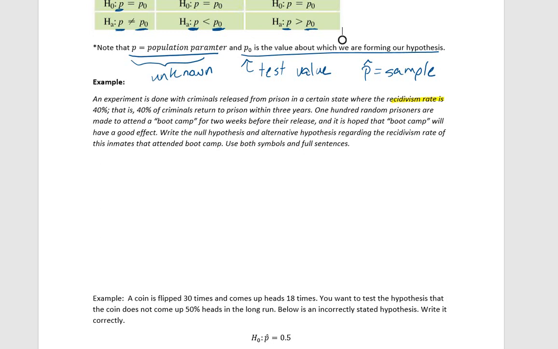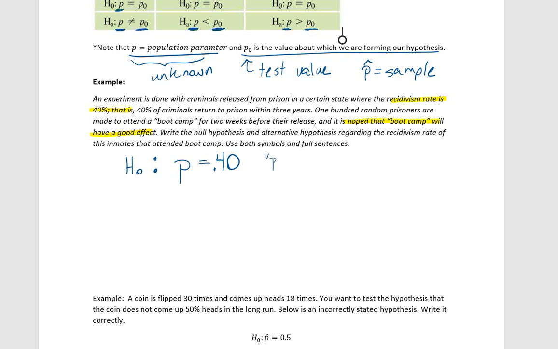Okay, so a couple of key things to point out is that the status quo, or the previously determined recidivism rate, is 40%. Now, what we did for our experiment is we collected 100 random prisoners and had them attend a boot camp for 2 weeks before their release, and the hope is that boot camp will have a good effect. So, our null hypothesis is that boot camp isn't going to have an effect, so we're still going to have a 40% recidivism rate.